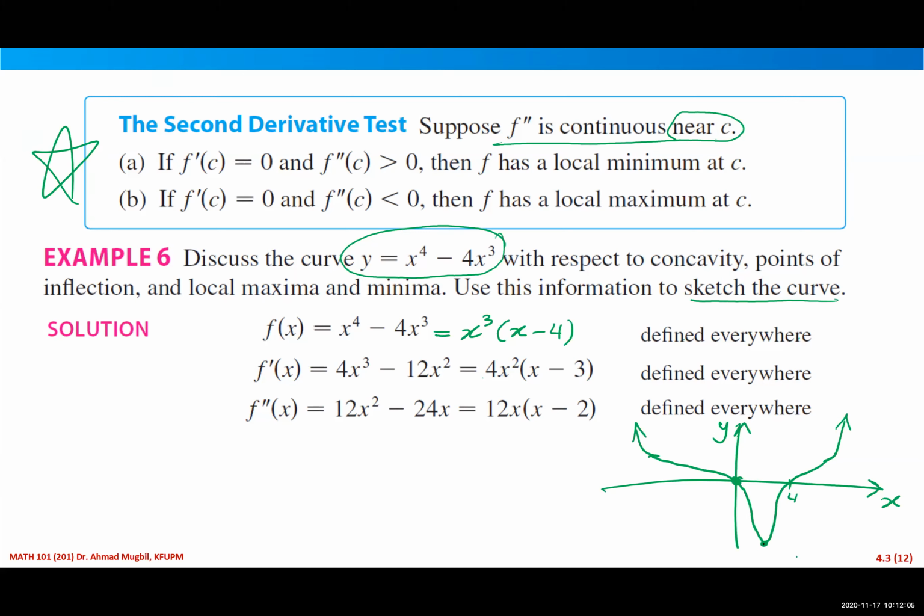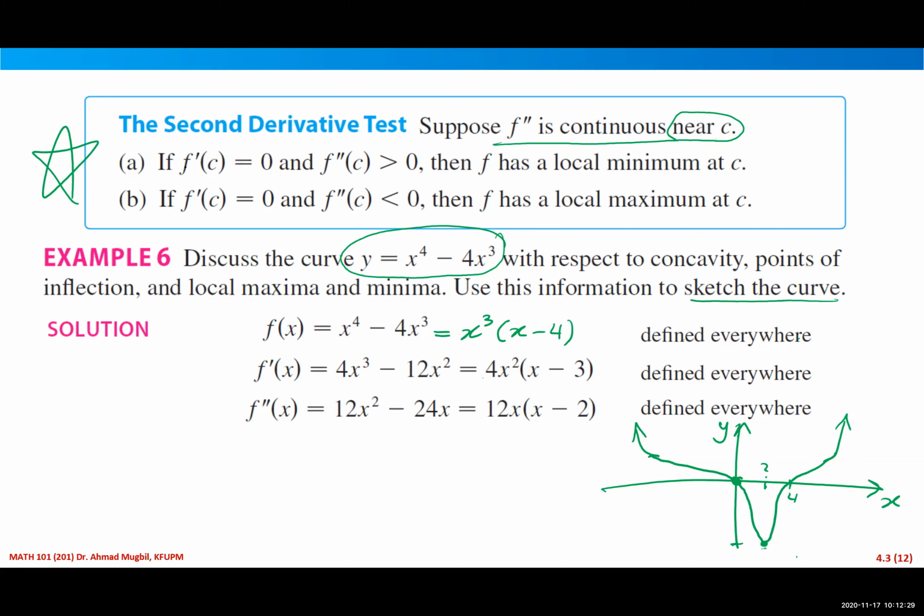Now I need to decide at which number it has a local maximum or absolute minimum, and what the value of that is. Also, I need to know where it is concave up and down, and where it is increasing and decreasing exactly. So this is what we need to do more. If it was just about the sketch, we can do it. Now let's apply this.